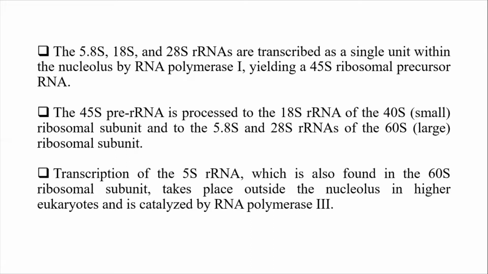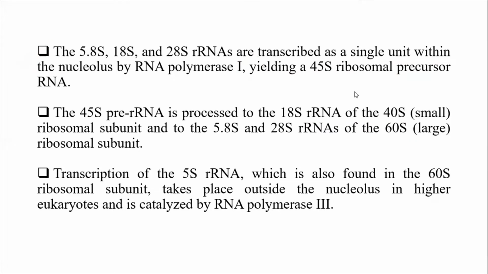Okay, so 5.8S, 18S and 28S. Now guys, this is something you have to remember. This is transcribed as a single unit within the nucleus by the RNA polymerase 1, which directly gives you 45S ribosomal precursor RNA. Okay, I'll show the figure. Now this 45S is processed to the 18S RNA of the 40S and to the 5.8S and 28S of your 60S. ये आपको मालूम ही होगा. I'm sure you must have known about this.